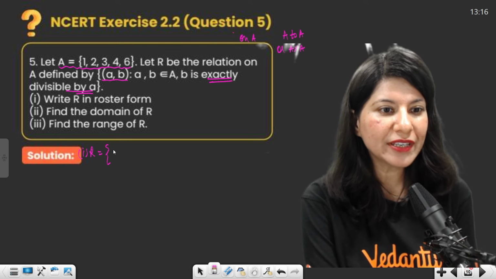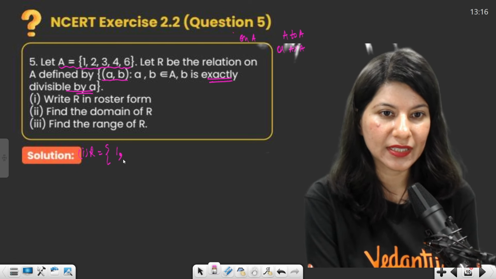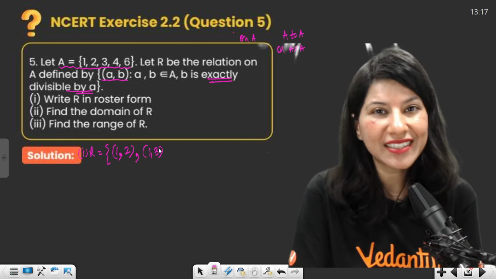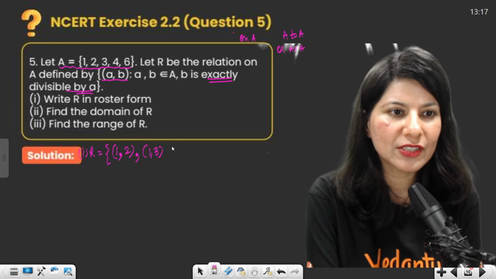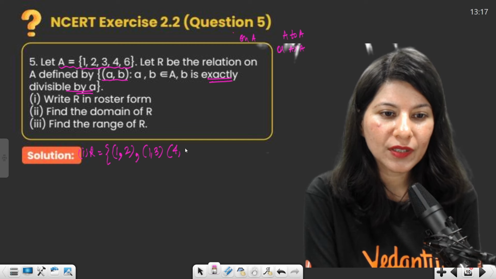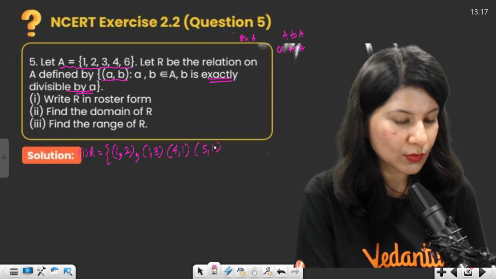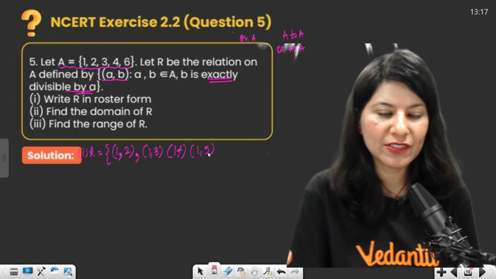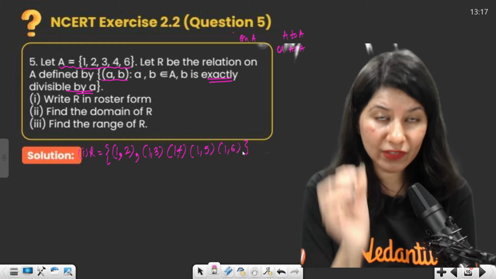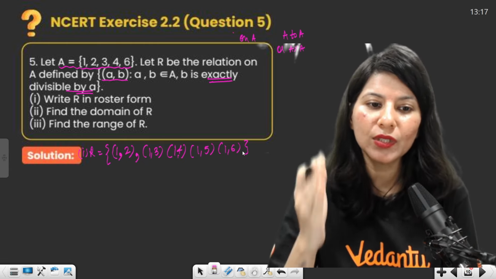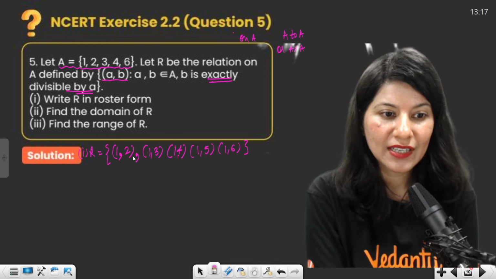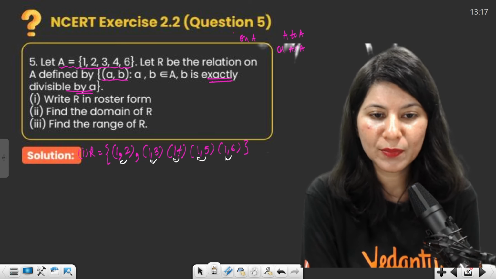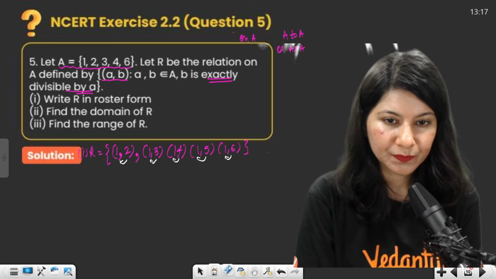Now if your a is 1, 2 is divisible by 1, 3 is divisible by 1. Any number is always divisible by 1. So 1,2; 1,3; 1,4; 1,5. Basically, the second element should be divisible by the first one. If your first element is 1, then you can write all the elements 2, 3, 4, 5, 6 as the second element, because 2 is divisible by 1, 3 is divisible by 1, 4 is divisible by 1, 5 by 1, 6 by 1, yes.